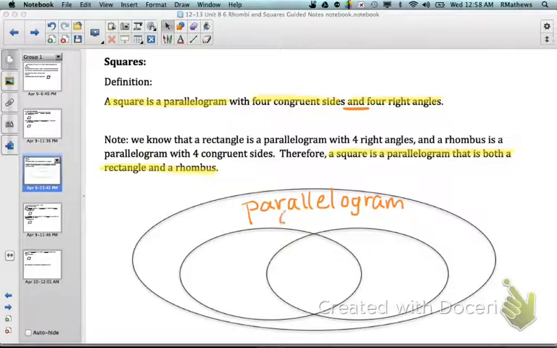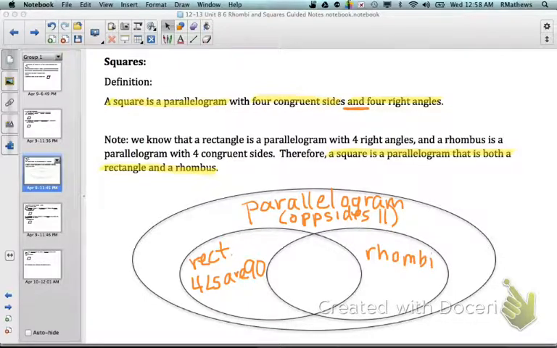parallelograms, and all parallelograms, their opposite sides are parallel. That's what makes it a parallelogram. Then over on the left, we would say these could be our rectangles. And that means for a rectangle, the 4 angles are 90. And then over here, we could have our rhombi. And what that means is that 4 sides, sorry, I can't get it to write.